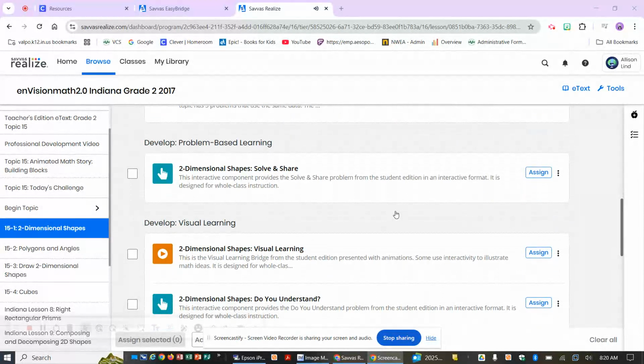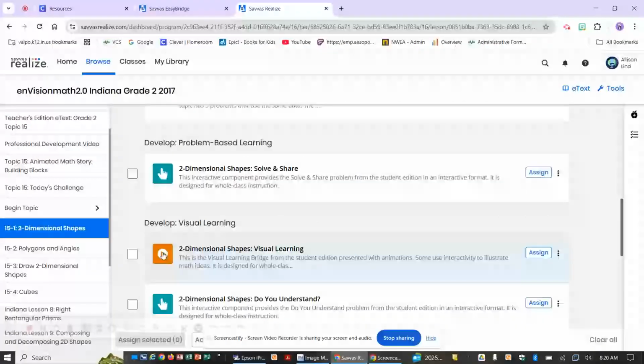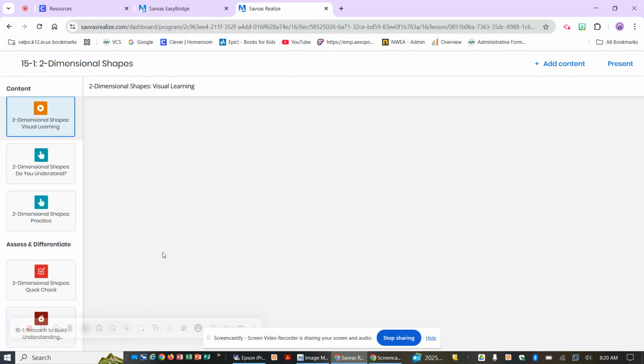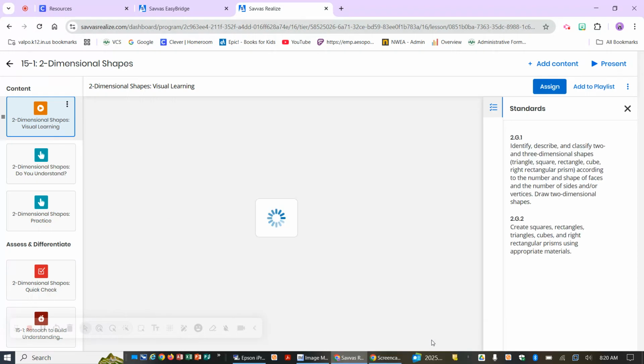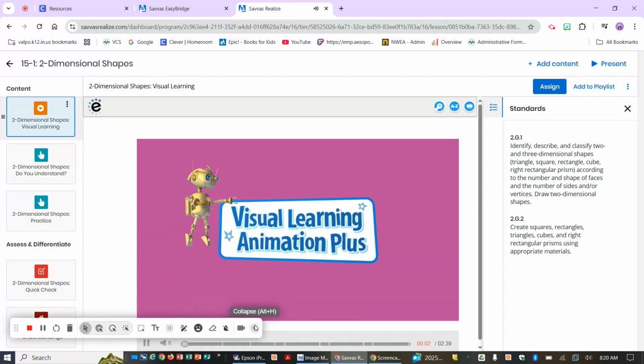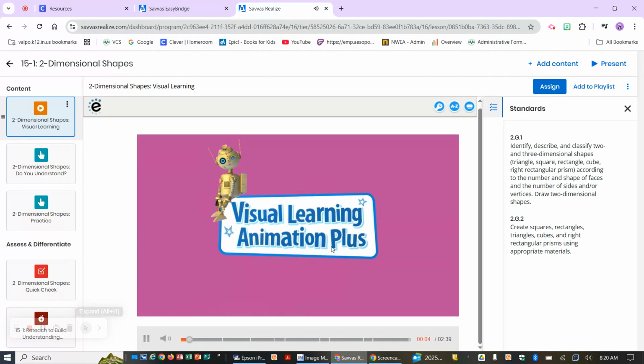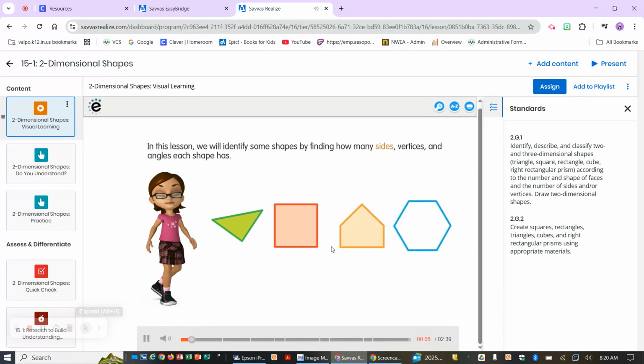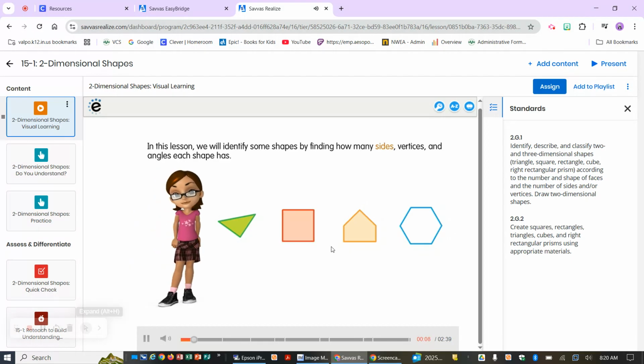Good morning, second graders. Today we are going to start our unit on shapes and geometry. We're starting with 2D shapes and we will move into 3D shapes as we go through. In this lesson, we will identify some shapes by finding how many sides, vertices, and angles each shape has.